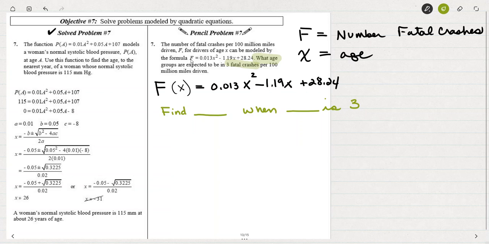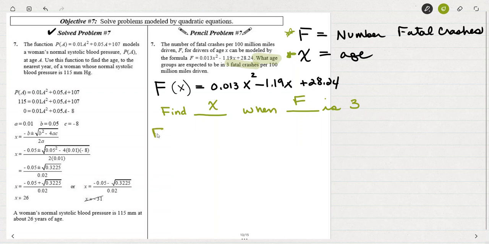And if we jump to the question, it says, what age groups are expected to be in 3 crashes per 100 million miles driven. So we can see that F is the number of fatal crashes and X is the age. And the question is asking us to find what age group. So let's find X when the number of fatal crashes, that's F, is 3.